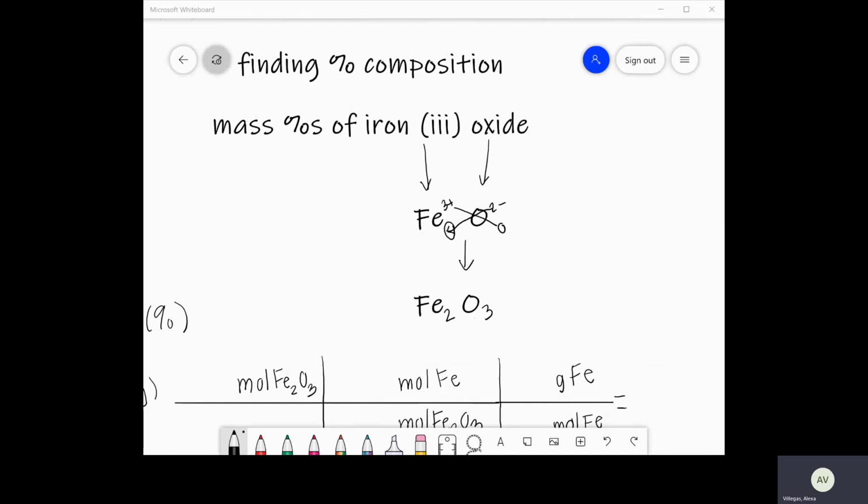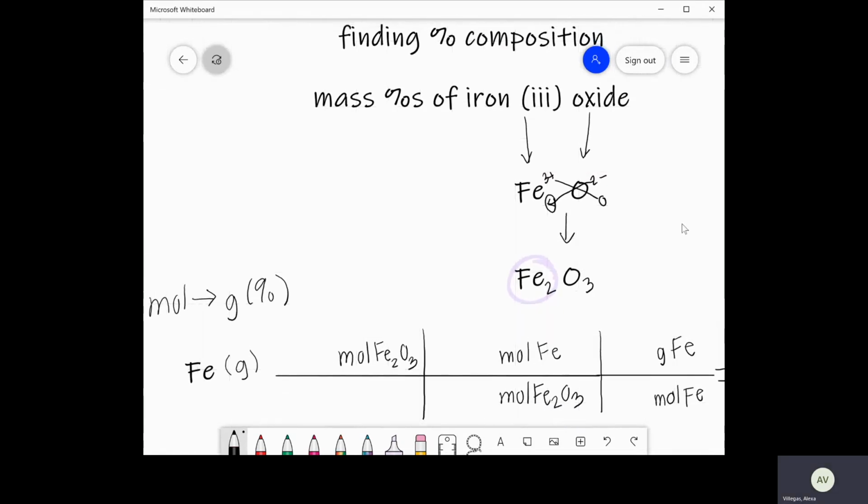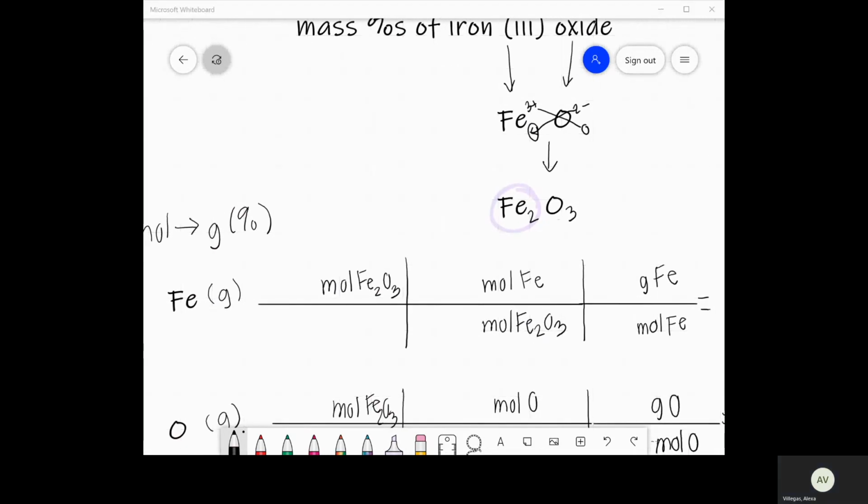What I want to know is what percent mass the iron takes up in the compound, and what percent of this compound the oxygen takes up, because unfortunately it's not as easy as just 50-50. So what we're going to do first is, again, go from moles to grams.